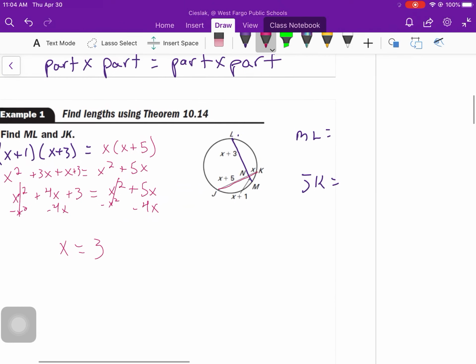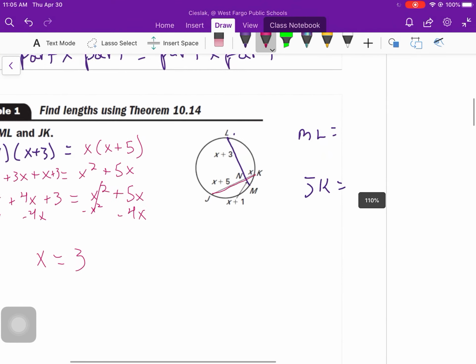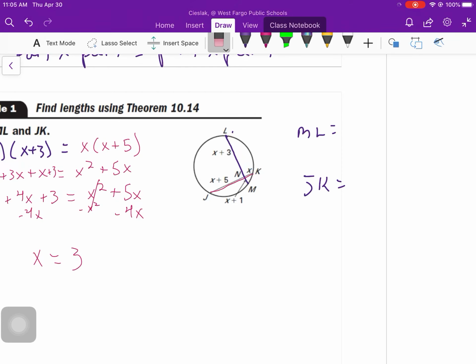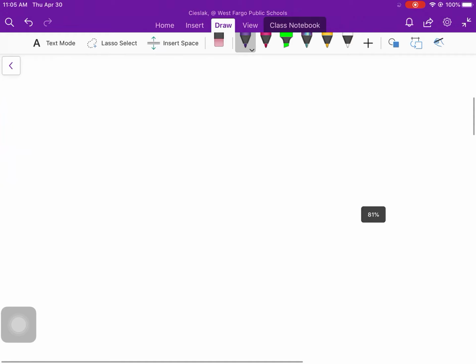Okay, so we've got to be careful here. If I want to find ML, and I'm going to erase this here, ML is this little segment in purple plus the squiggly one. So when I plug a 3 in right here, 3 plus 3 is 6. So it's 6 plus that additional piece, x plus 1. 3 plus 1 is 4. So ML is equal to 10. For JK, I've got to take this piece in purple, which is x plus 5, so that's 8, plus just this little piece right there, which is x, so 8 plus 3, we get 11. So there are our two answers.